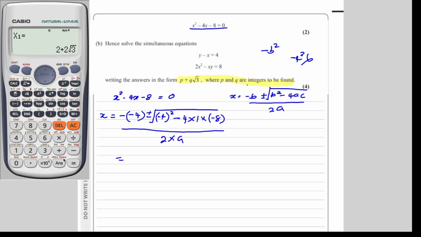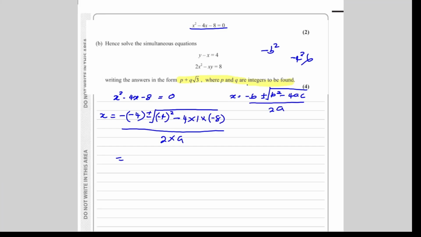So it gives me 2 plus 2 root 3 and 2 minus 2 root 3. So I'm getting that answer, that is perfect. Plus or minus 2 root 3. So these two are the x answers. Okay. Now for each and every x answer, we gotta get what y is.